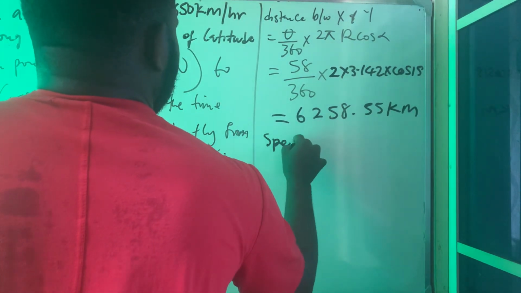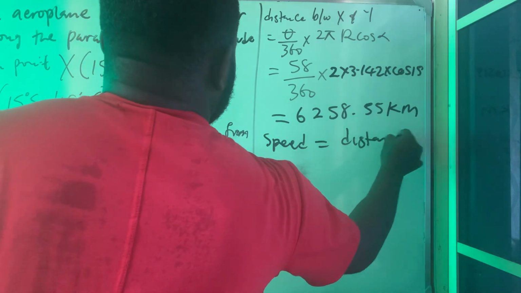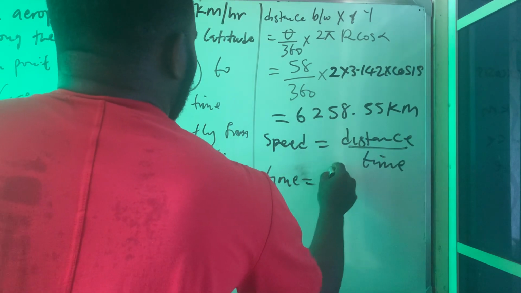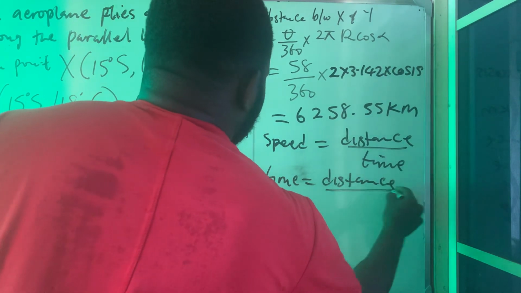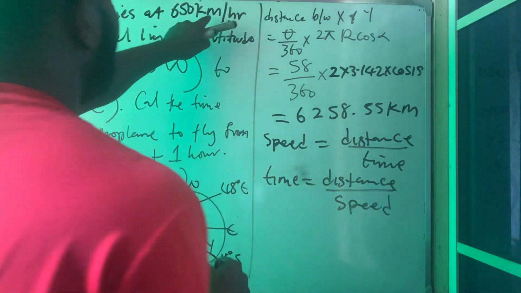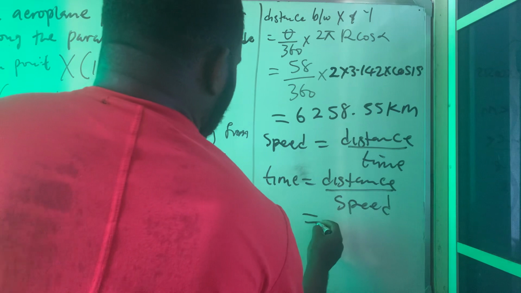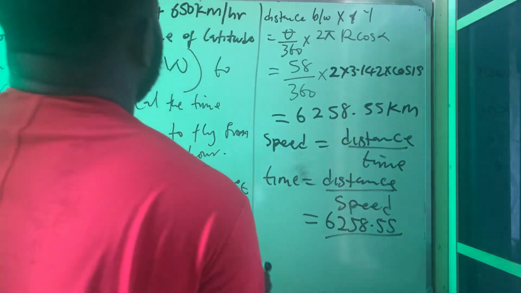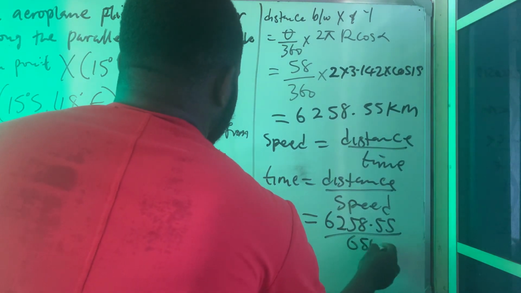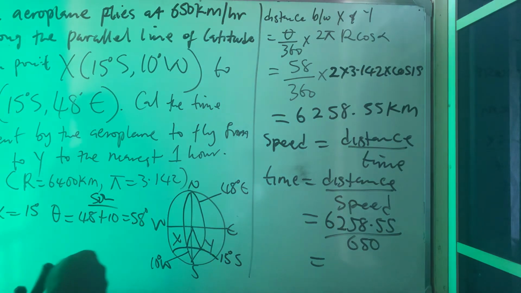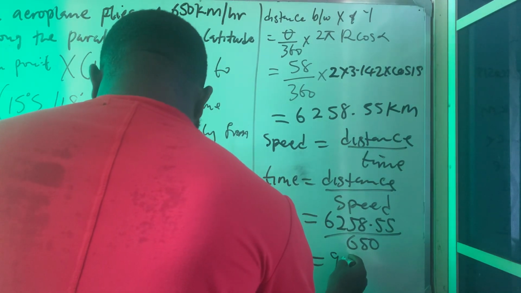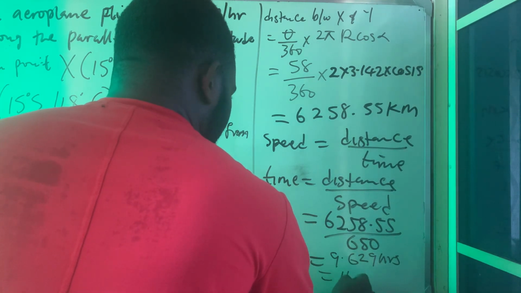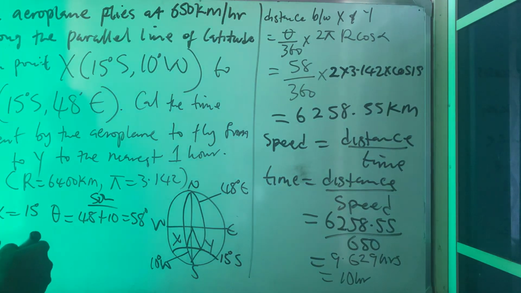But they gave us speed. We know that speed is equal to distance over time, and I'm looking for time, so time should be the distance divided by the speed. Anything in kilometers per hour is a speed. So I take the distance, 6258.55, divided by 650. You have 9.629 hours. If you approximate, you are going to have 10 hours, because they say we should approximate to the nearest hour.